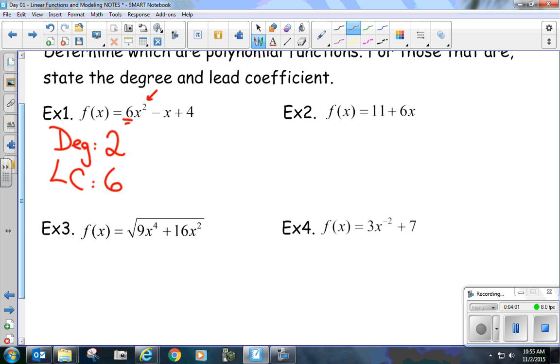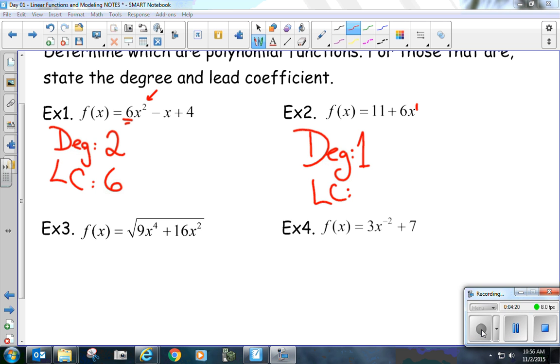What about example 2? Well, let's see here. The degree is 1, right? And the lead coefficient is 6. It's whatever the coefficient is of the term where you take a degree from. In other words, if I were to write this in standard form, I would write my 6x first, and my positive 11 next. Lead coefficient, degree. All right? Example 3.